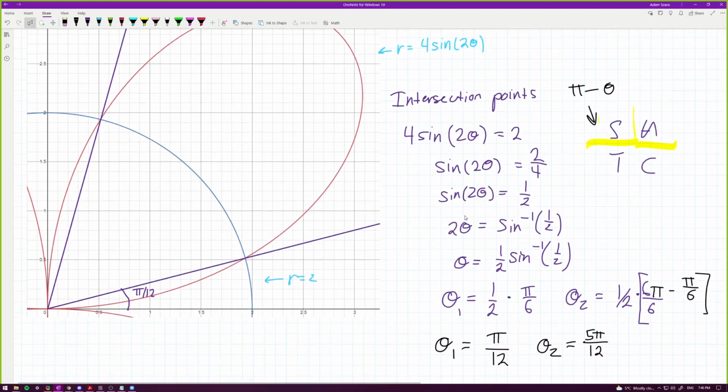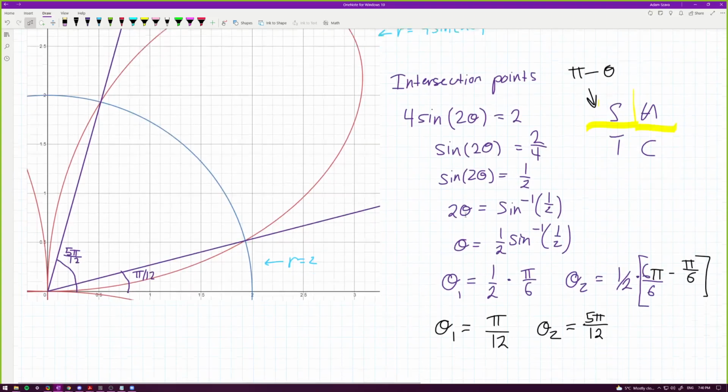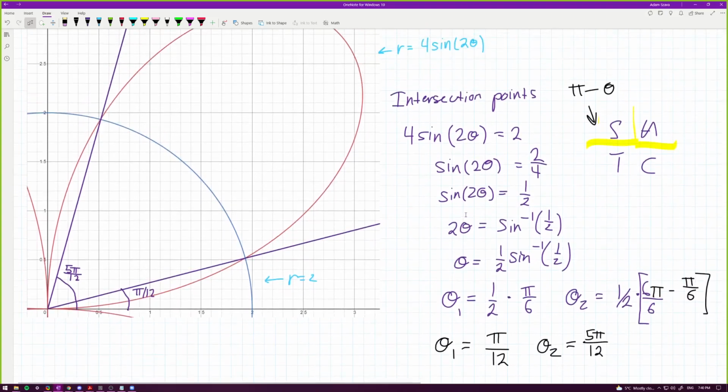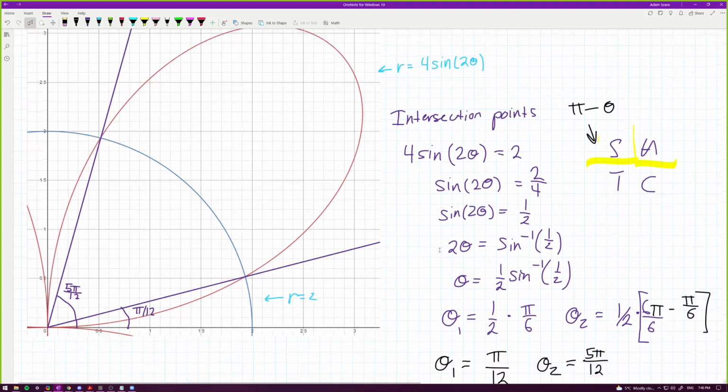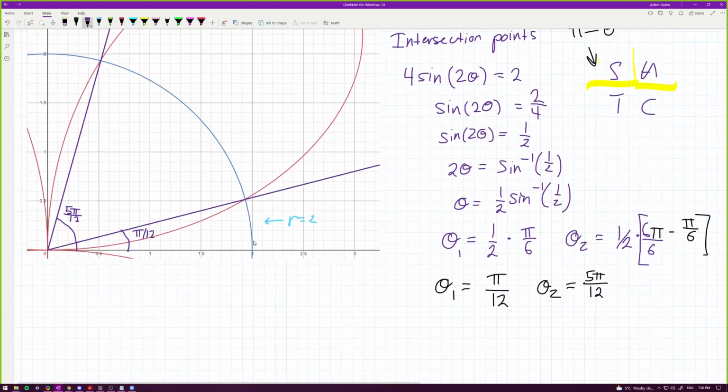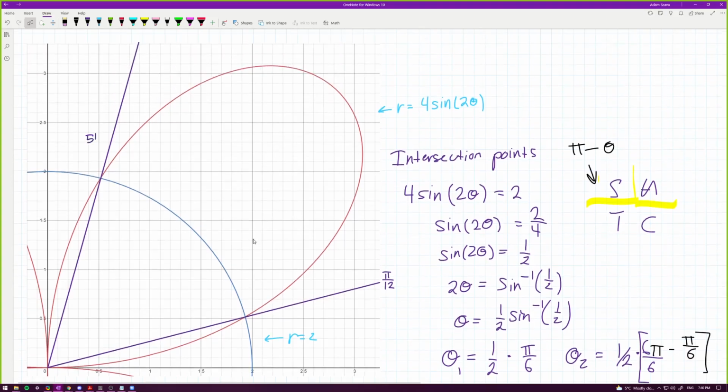Okay, and so then we have those two rays. This angle here is 5 pi over 12. Okay, that's that angle there. And so now we know that those are the two intersection points of these polar graphs. Okay, great. So the reason this is useful is because now, I'm going to erase these just because it's going to clutter it up a little bit, but just remember this is the line for pi over 12, and this is the line for 5 pi over 12.